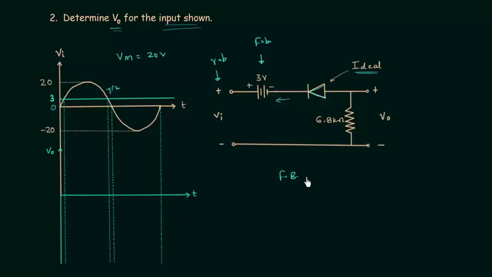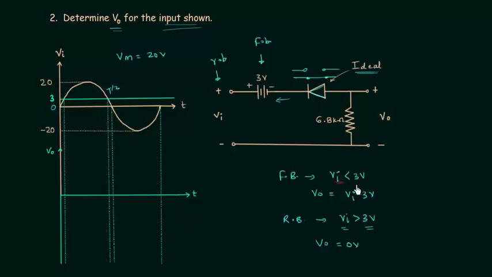The diode will be forward biased when the input voltage is less than 3 volts, and the diode will be reverse biased when input voltage is greater than 3 volts. When diode is forward biased, I will replace it with short circuit because it is ideal diode, and the output voltage VO is equal to Vi minus 3 volts. And when Vi is greater than 3 volts, the diode is reverse biased, and I will replace it with the open circuit. So the output voltage is simply equal to 0 volts. Now I will plot the output voltage for the first half cycle.